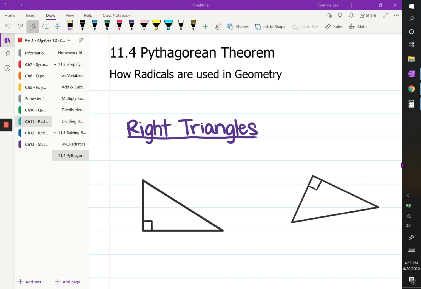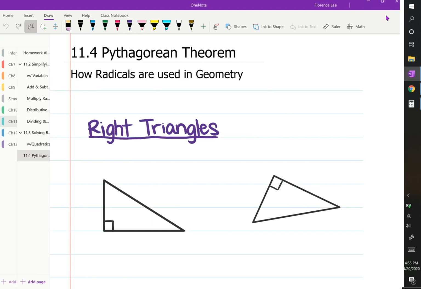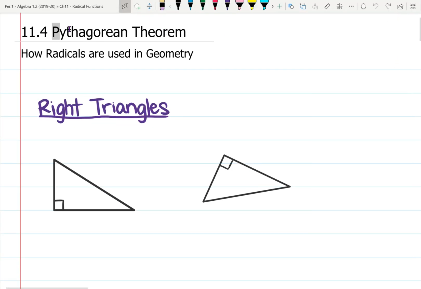Right, we are going to start a new lesson in chapter 11. It's 11.4, and it's all about how to use radicals in geometry. So we've been learning about radicals or square roots, and we're going to start a little section this week and next week on some of the ways that you can use square roots in the real world. Okay, so this first one is all about the Pythagorean theorem.